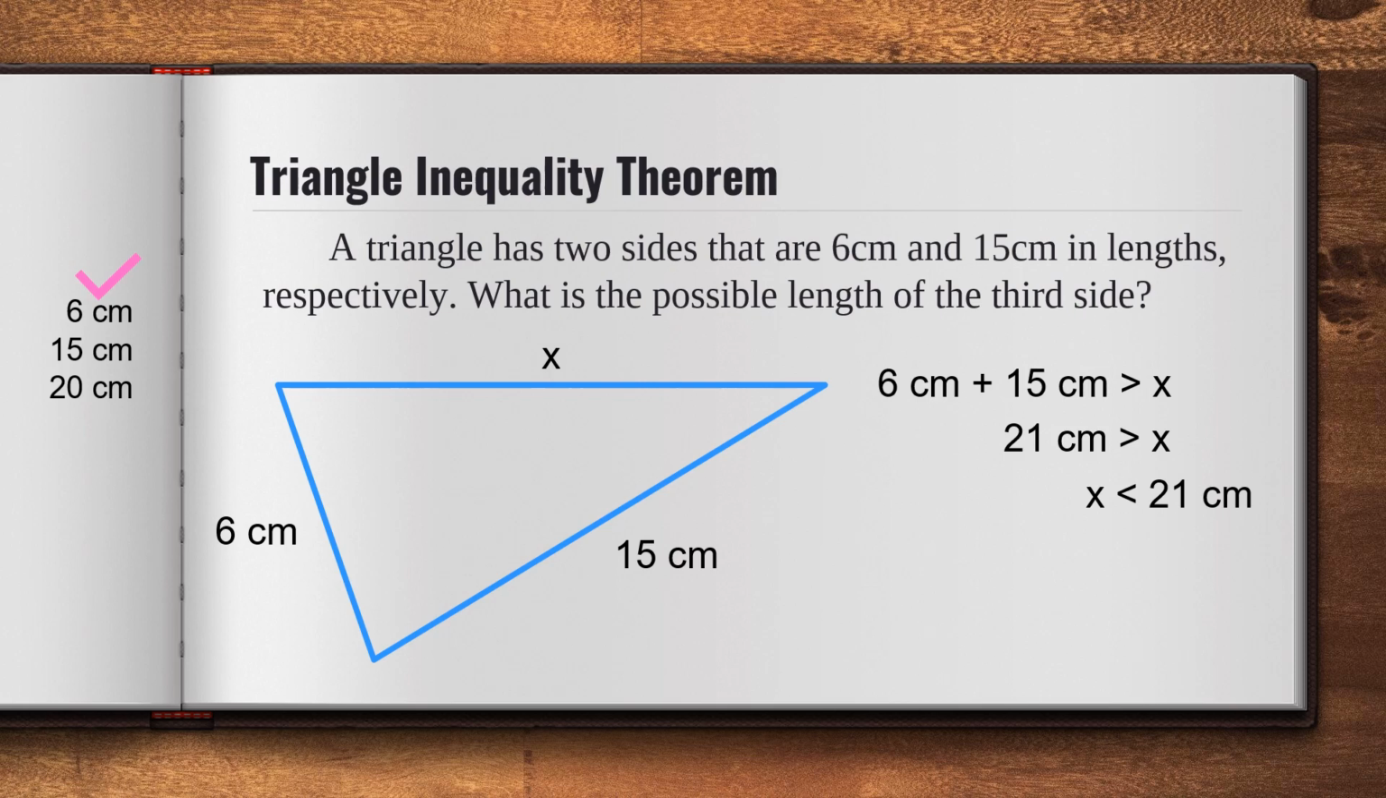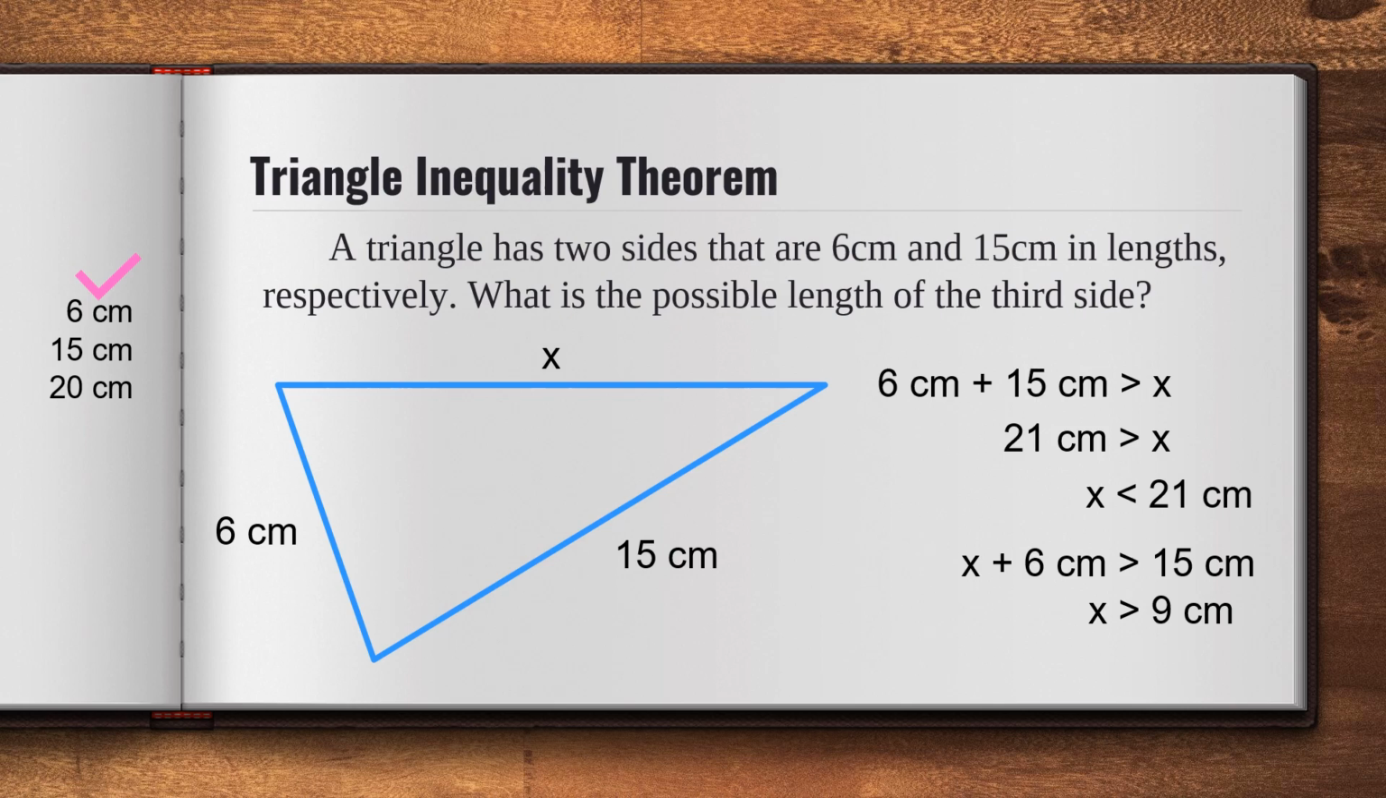Now, the 21 centimeters is our upper limit. What is the smallest possible length of side x? Using the triangle inequality theorem again. So, x plus 6, when we add those two sides, it should be greater than 15. Let us solve. So, x should be greater than 9.